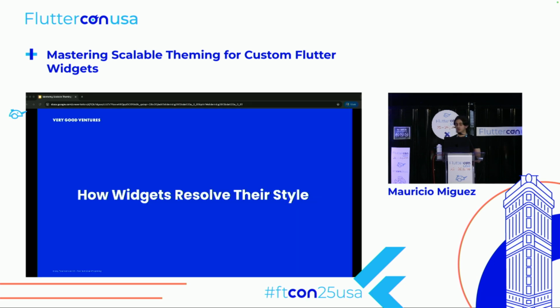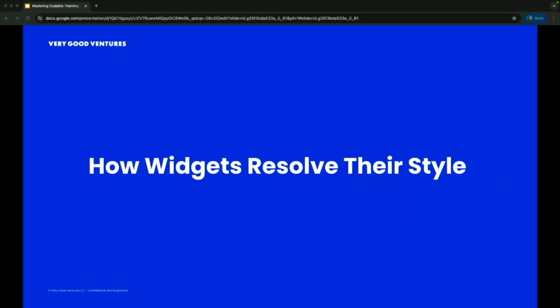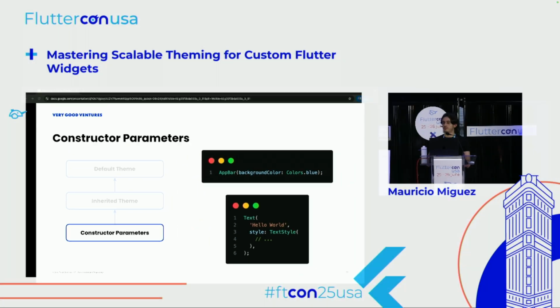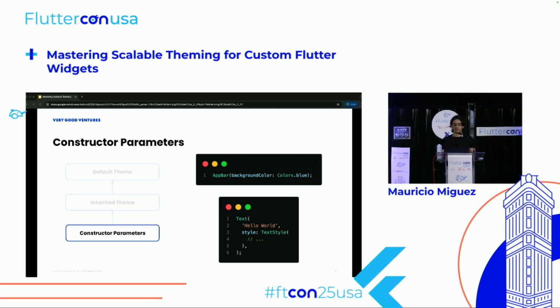But how do widgets actually resolve the style? We're going to take a closer look at how the framework does it. Most Material widgets follow a specific hierarchy when it comes to resolving their style. The first check is the parameters. Most widgets in the Material library have different style parameters you can use, and this allows for inline overrides and modifications to the inherited theme. An example here: we have an app bar, which I have modified the background color, and we also have a text, which I have modified using the TextStyle class. This is where the theming has the highest priority, which is the inline.